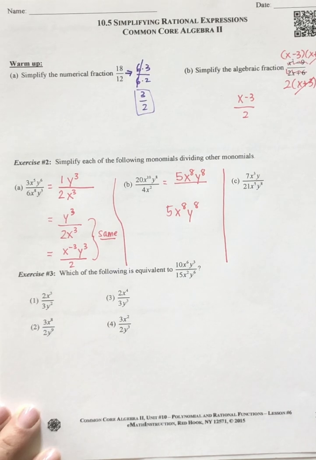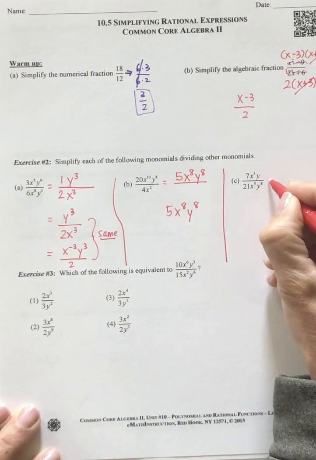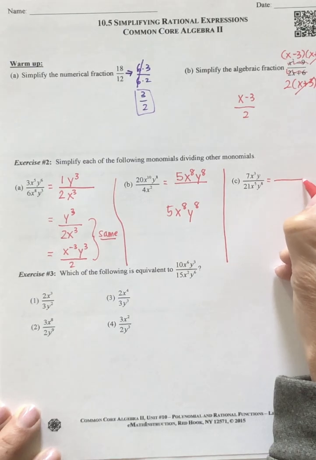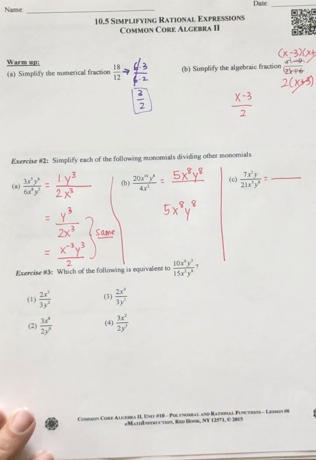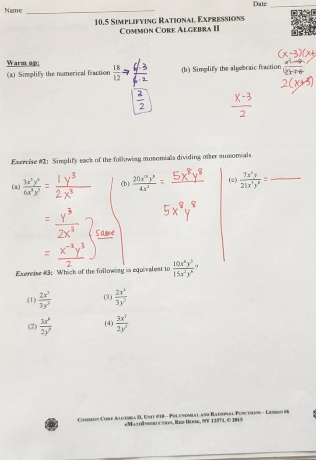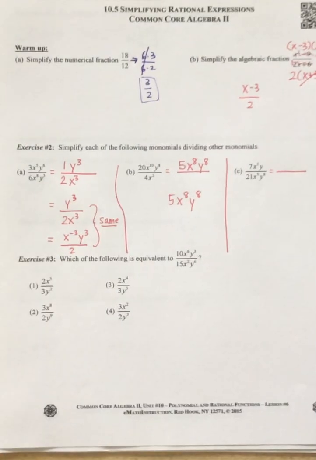All right, looking at letter C, let's see what we got here. I go to simplify. Let me make sure I'm still in the screen. Okay, good. Let's see. Ooh.